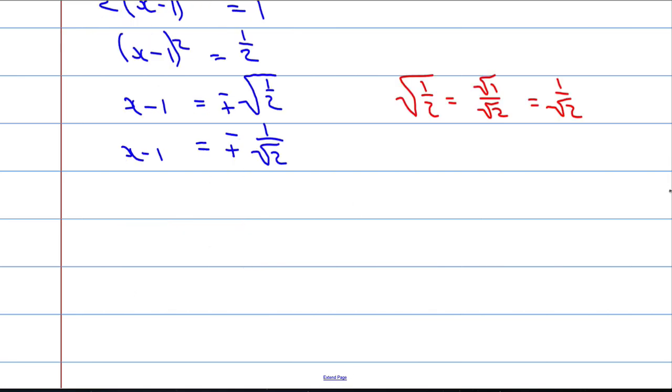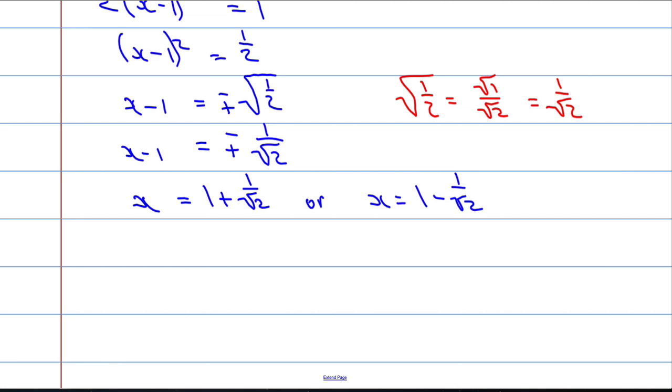And then finally, adding 1 to both sides, we get x equals 1 plus 1 over root 2, or x equals 1 minus 1 over root 2. And that is how we complete the square.